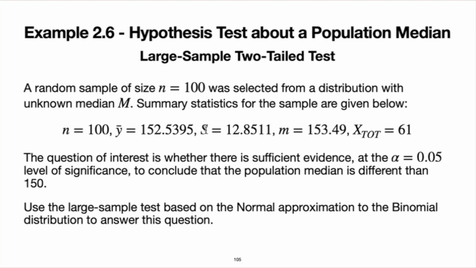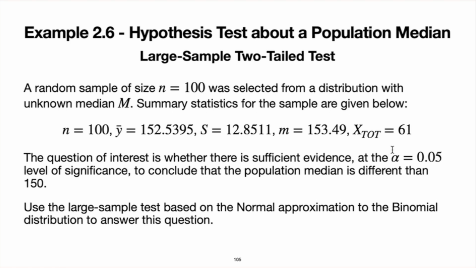The standard deviation of the sample is 12.8511. The median of the sample is 153.49. The question of interest is whether there is sufficient evidence at the 0.05 level of significance to conclude that the population median is different than 150. And so once we know that hypothesized value, we can compute x tot.